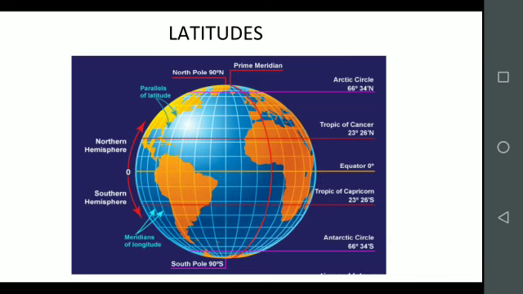We use the letter S because it is in the southern hemisphere. Below the Tropic of Capricorn, we have the Antarctic Circle at 66.5 degrees south and the South Pole located at 90 degrees south.